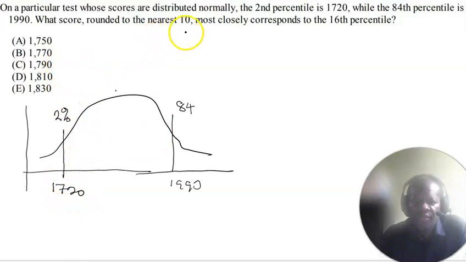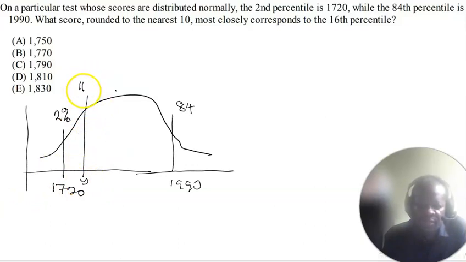What score, rounded to the nearest ten, most closely corresponds to the 16th percentile? The 16th percentile, let's say it is somewhere around here, and that is what we are looking for. Let's say that is y, 16th percentile. So 16th percentile means 16% have a score that is equal to or less than y. So this is what we are looking for.